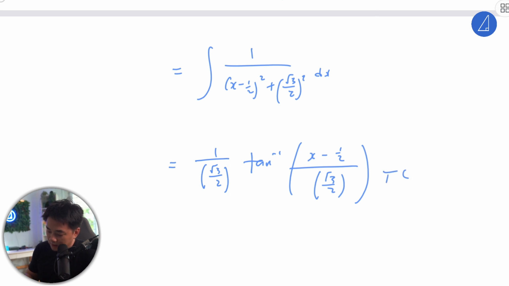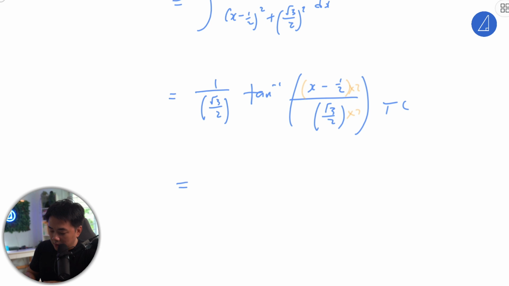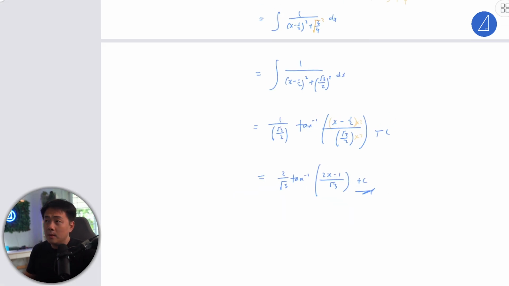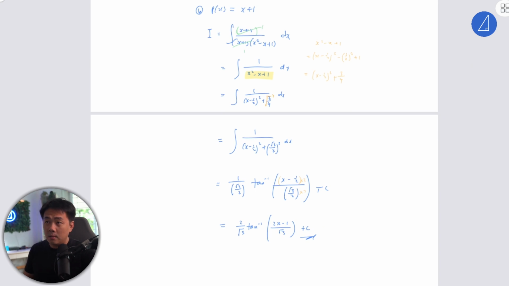What happens is we just multiply by 2 on top and multiply by 2 below to get rid of the denominator. And the reciprocal of this over here will be just 2 root 3 tangent inverse, then (2x minus 1) over root 3, plus c. Okay, that's it. So I do this question here for part B.